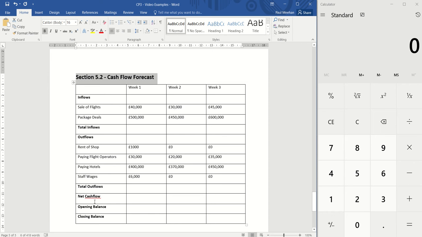A cash flow forecast is a prediction, or what we call a projection, of what your net cash flow, which is two separate words, will be over the course of several weeks. So it's a projection, not like a real recording of how things have been.